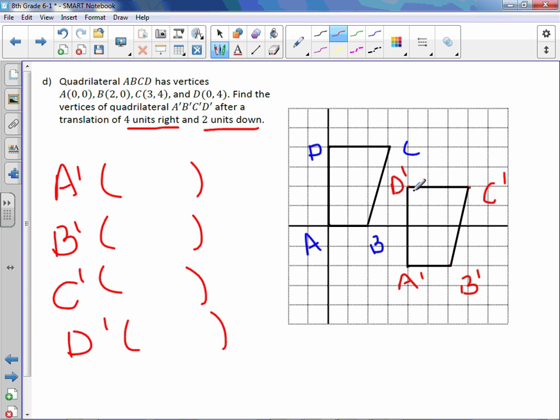Let's write the coordinates. A prime is 4, -2. B prime is 6, -2. C prime is 1, 2, 3, 4, 5, 6, 7, +2. And D prime is 4, +2.